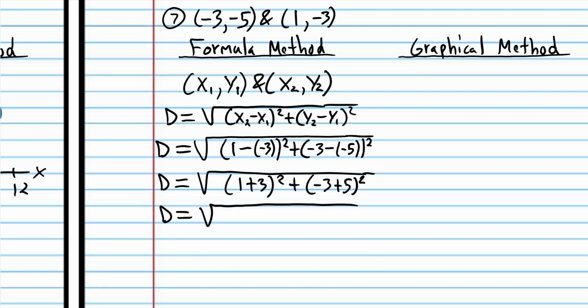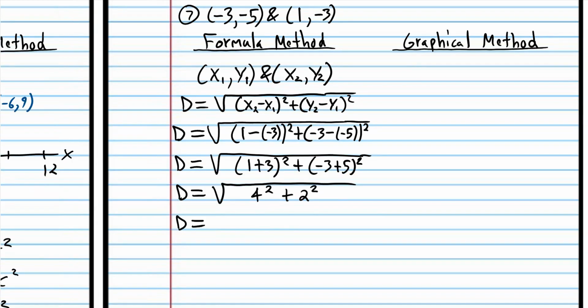And 1 plus 3 is 4. -3 plus 5 is 2. And we have 16 plus 4, which is 20. So we have square root 20.